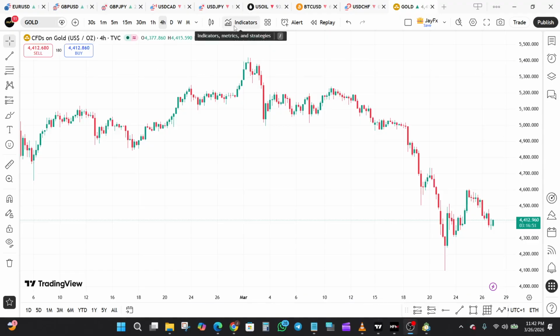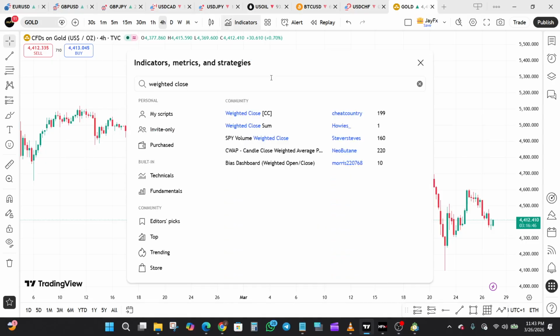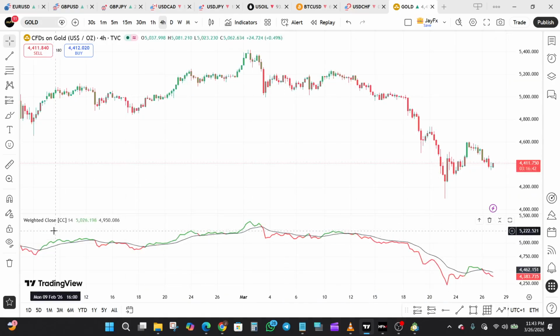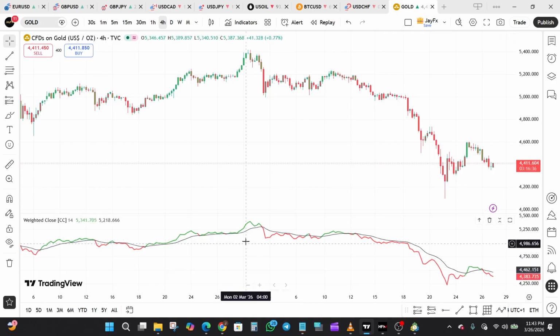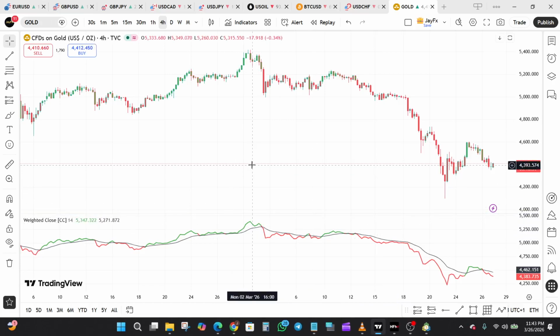Alright, so let us start by adding the indicator to the chart. Okay, here we go. The weighted close indicator is added to a separate indicator window, right? Now, if you notice, this indicator helps us to quickly identify the prevailing momentum in the market.